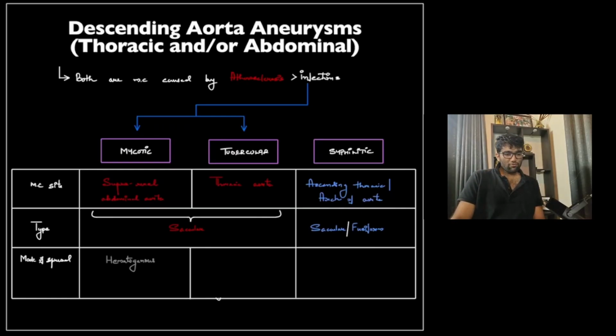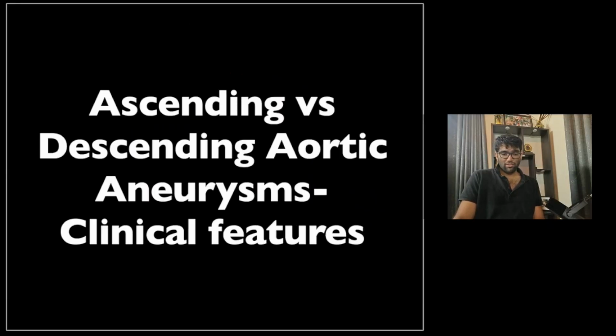The mode of spread of mycotic aneurysms is through hematogenous spread most commonly. With tubercular, we have direct spread from a local caseating mediastinal lymph node. And finally, for syphilitic, it is again hematogenous.